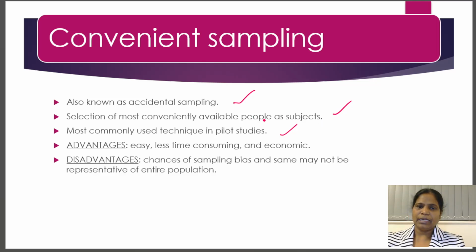Convenient sampling. Advantages: easy, less time consuming and economic. Disadvantages: chances of sampling bias, and the sample may not be representative of the entire population.